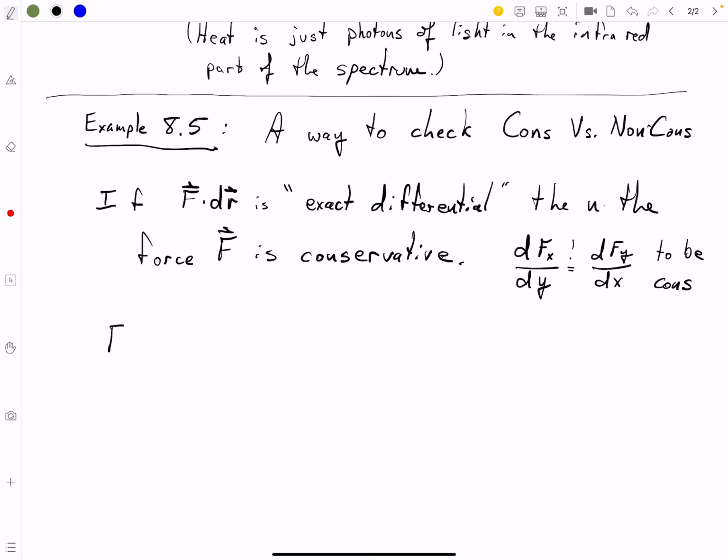So we have a force. We're given this force. It's 5 newtons per meter times y in the i hat direction, plus 10 newtons per meter times x in the j hat direction. Okay, so far so good.